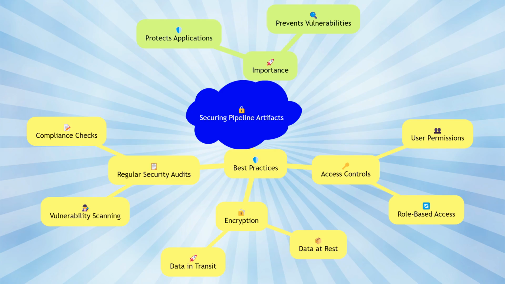Security is a critical aspect of managing pipeline artifacts and dependencies. Ensuring that your artifacts are stored securely and that access is controlled is essential to protect your application from vulnerabilities. We'll discuss best practices for securing your artifacts, including encryption, access controls, and regular security audits.